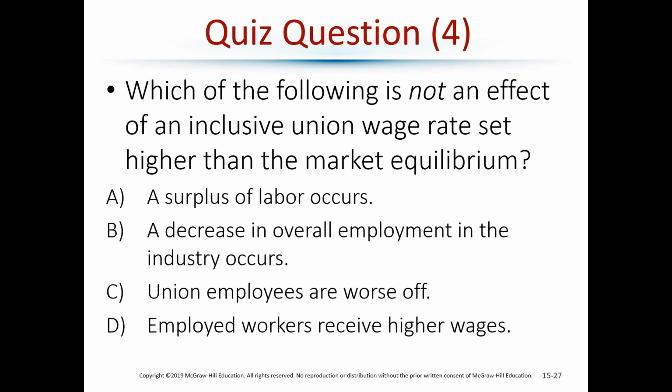All right, which of the following is not an effect of an inclusive union wage rate set higher than the market equilibrium? It's C. Theoretically, if you're already part of that union, you're happy, you have your benefits, protections, and whatnot, so you're better off. But they're saying A, B, and D all occur, right?